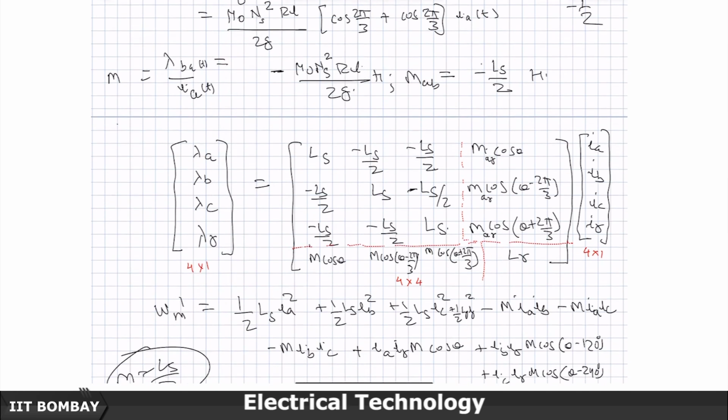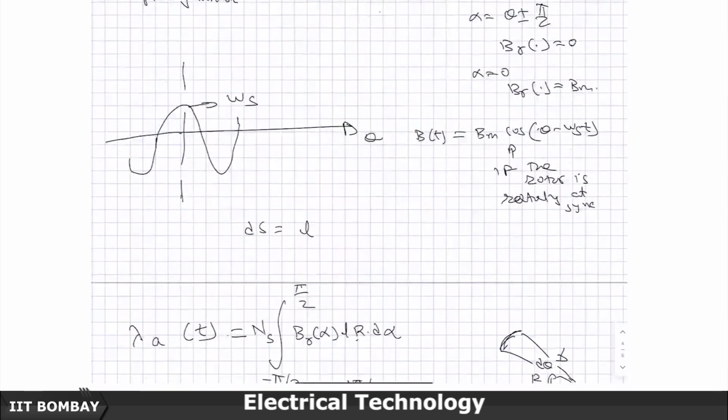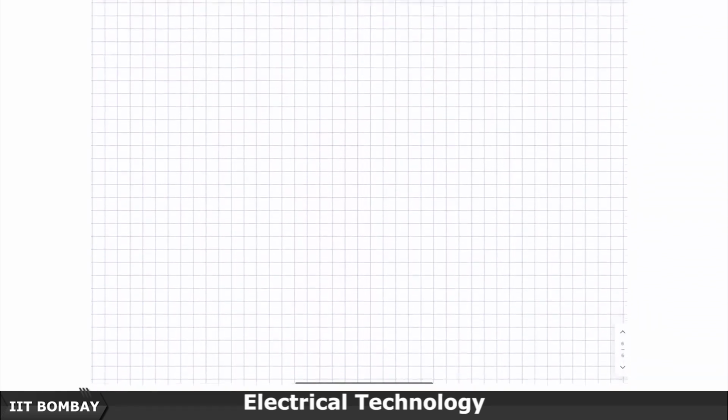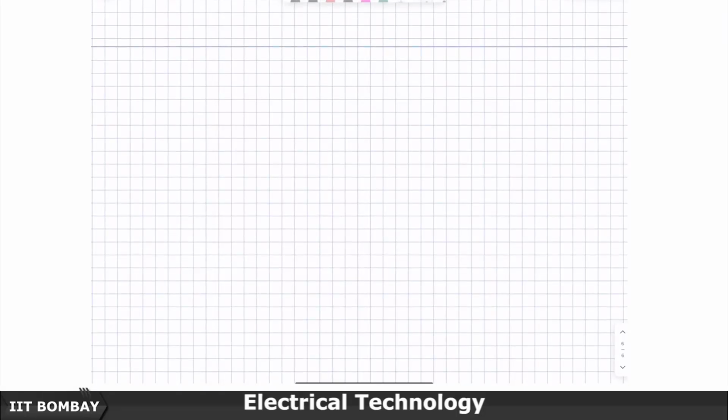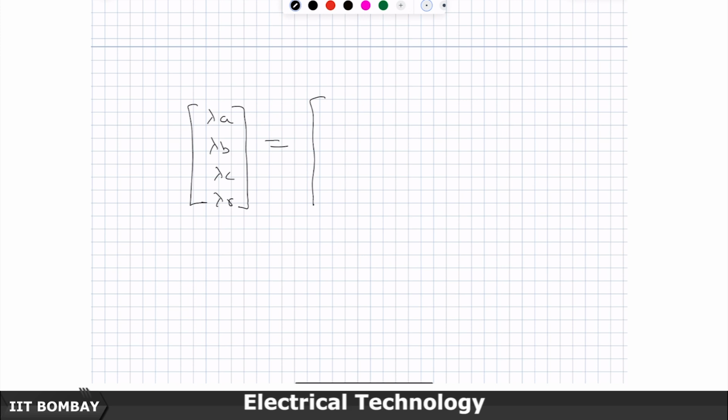Now, let us try to write the equation for lambda A, lambda B, lambda C and lambda r. Why am I writing it? Because later on I have to calculate the co-energy associated with this system, and my state variables are iA, iB, iC. So, let us write one equation first, then we can immediately infer the second equation.